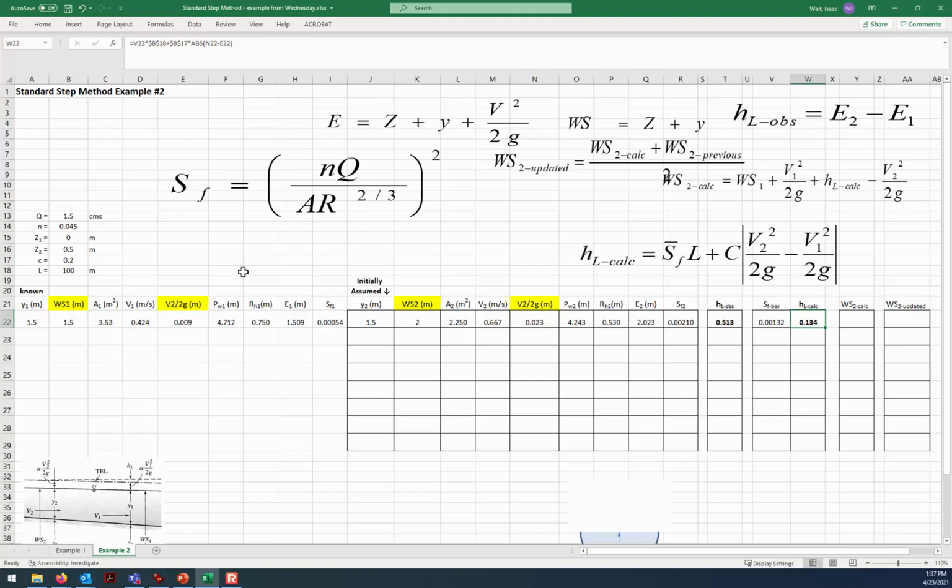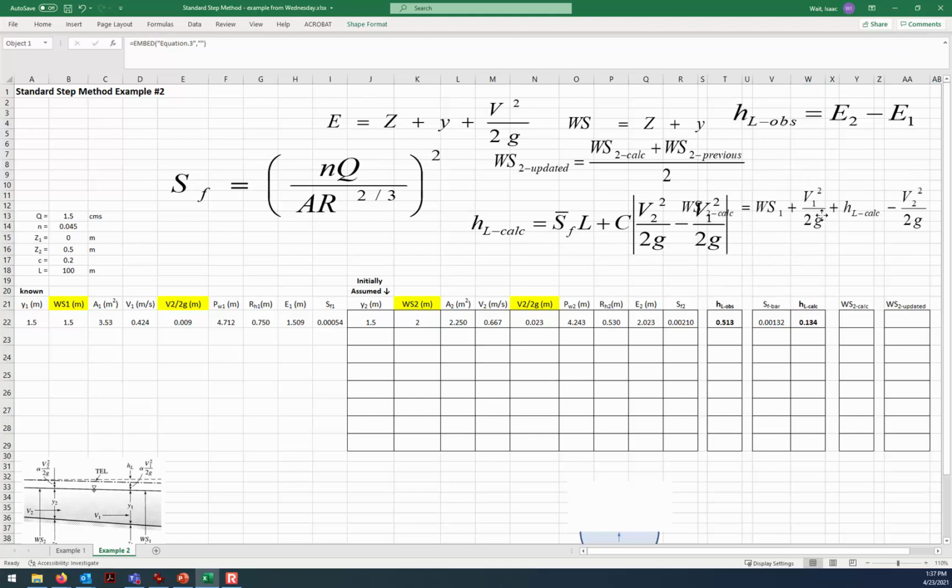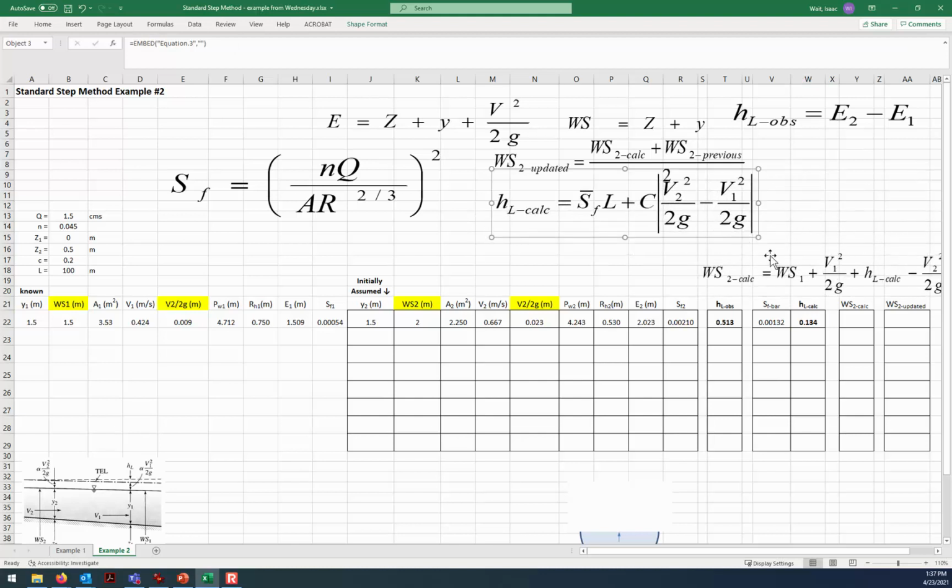And then the calculated water surface, here is this formula. Calculated water surface is our previous guess of the water surface from here, plus the velocity head. Oh, I'm sorry, that was the wrong water surface. I just selected water surface 2. You can see clearly from the formula it says water surface 1. Okay, so water surface 1 plus velocity head 1 plus the calculated head loss that we've just determined, and then subtract out the velocity head at 2.